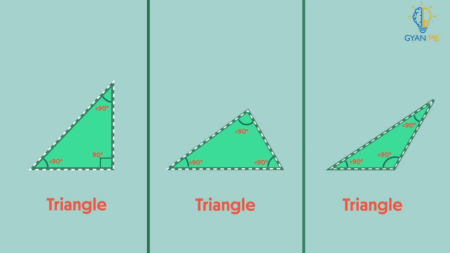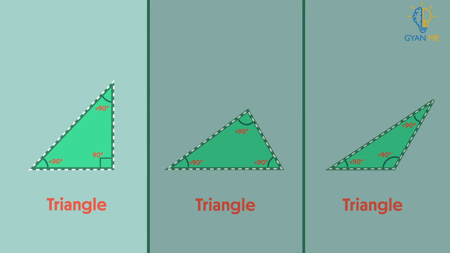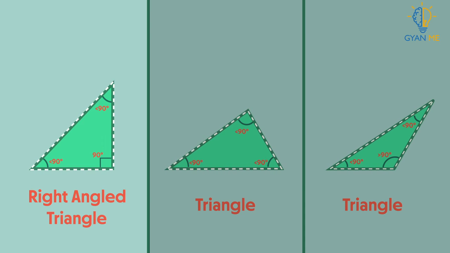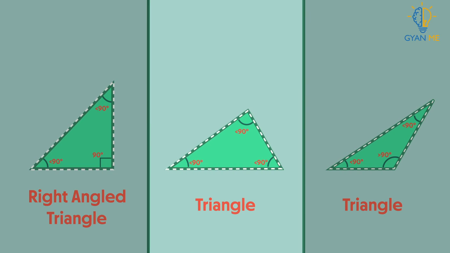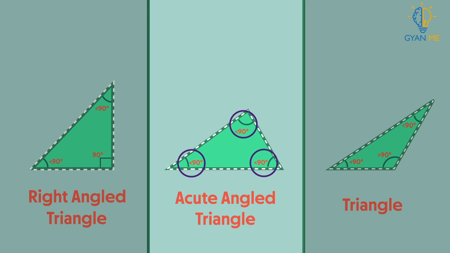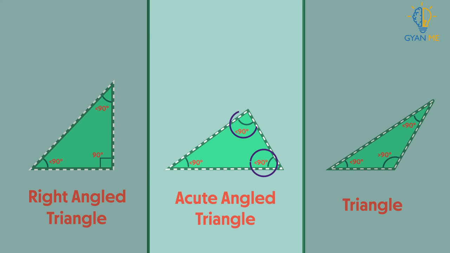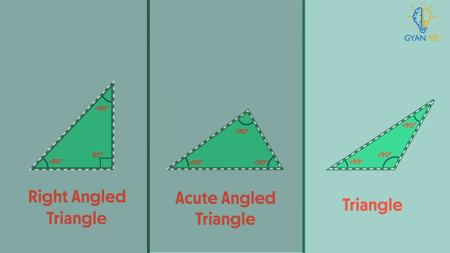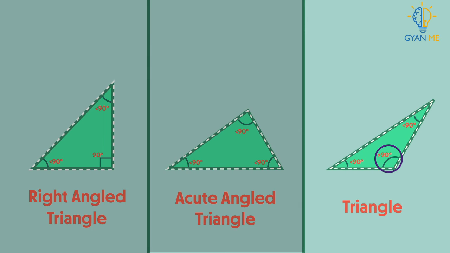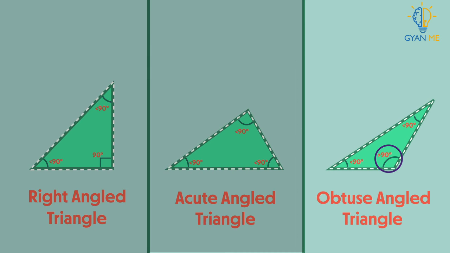As you can see, the first triangle has one angle 90, so it is a right angle triangle. The second triangle has all the angles smaller than 90, so it is an acute angle triangle. While the third triangle has one of its angles greater than 90, so it is an obtuse angle triangle.